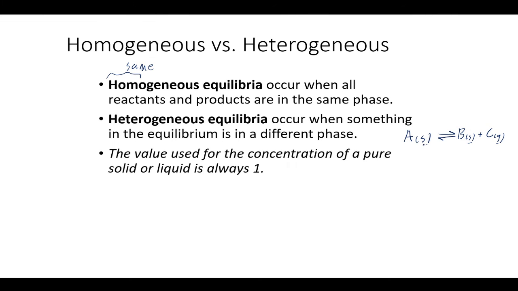And note the following. The value used for concentration of a pure solid or liquid is always 1. So if I was writing Kc here, Kc would be products over reactants, but it's just the concentration of C, because the concentration of B is a solid, it's 1. The concentration of A, it's a solid, it's 1. And you'd say, well, how can that make sense? How can the concentration of a solid or liquid always be 1?